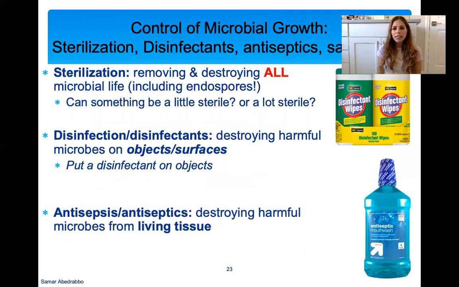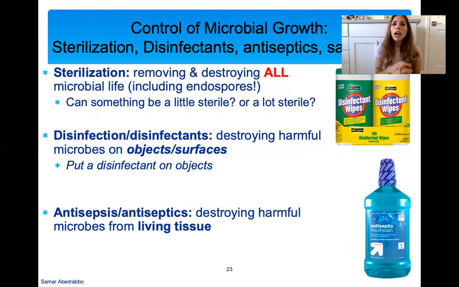So the word sterilization is being used a lot right now in the days of coronaviruses, and I think it's being misused a lot. To sterilize something means to remove and destroy all microbial life. So something is sterile, there are 0 microbes on it, there's nothing on it. And I always ask students in class, can something be a little sterile or a lot sterile? And the answer is no. You're either sterile or not. So sterile means that you have 0 microbes on you. So you can imagine that when you're using disinfectant wipes, you are not sterilizing the surface. You are disinfecting. Sterilizing means that there's absolutely no microbes growing there.